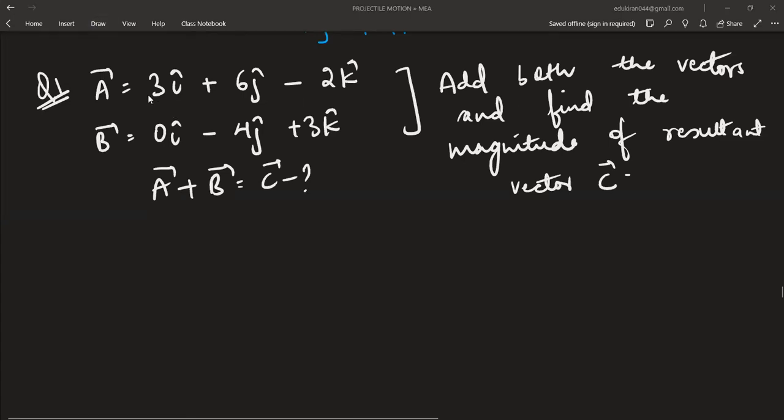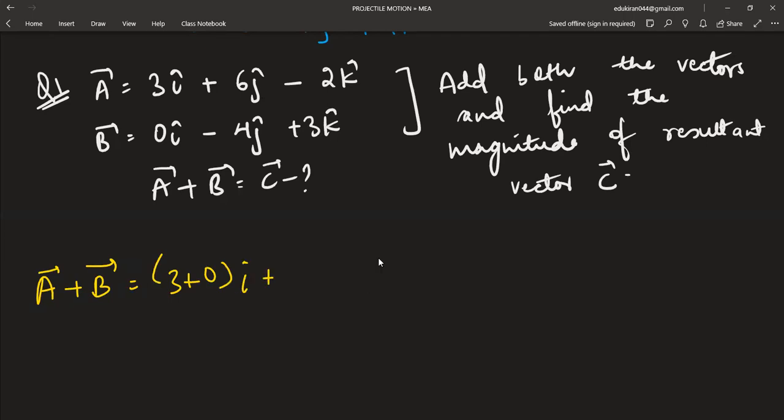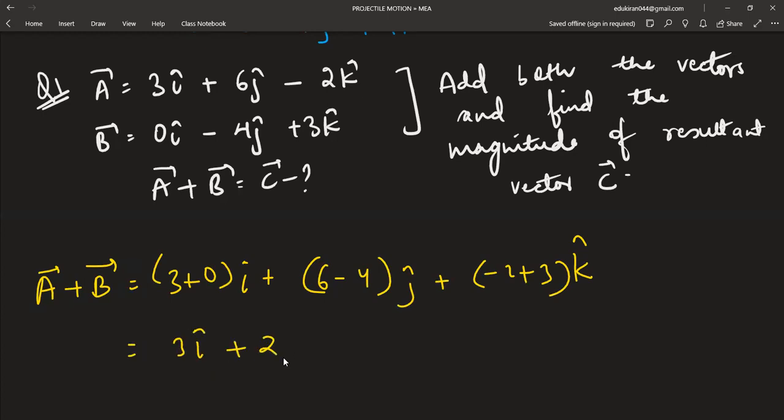Okay, Shaima has answered. See, add both the vectors and find the magnitude of the resultant vector C. So we have to just add both the vectors and tell the magnitude. When we are writing A plus B, this is 3 plus 0 I cap plus 6 minus 4 J cap plus minus 2 plus 3 K cap. Let's write down the vector first. This is 3I cap plus 2J cap plus K cap.